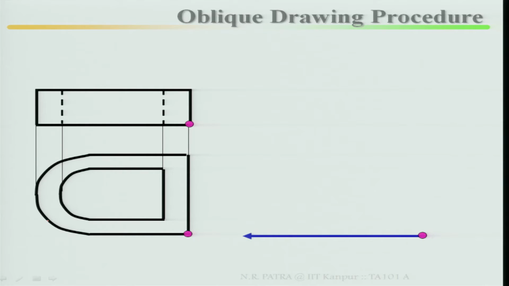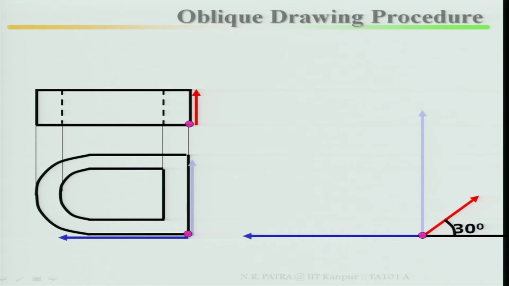Take your reference line, reference point, then mark your width, mark your depth, then mark your height, and in the depth direction make an angle of 30 degrees. This is your depth direction, this is your width, this is your height. As the front view is in true shape, whatever the dimensions, distance from here to here, this is in true shape.